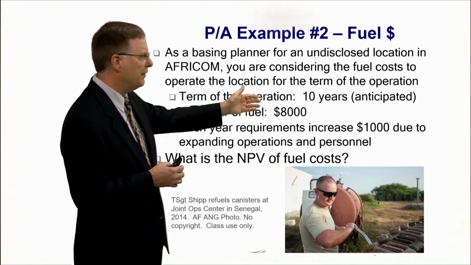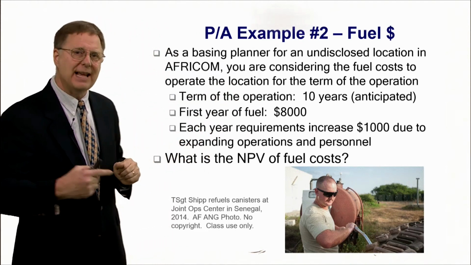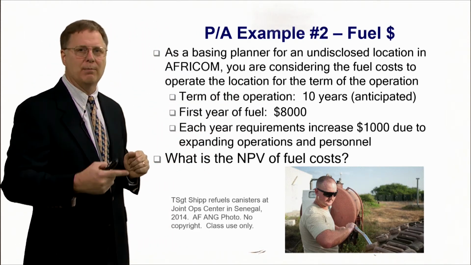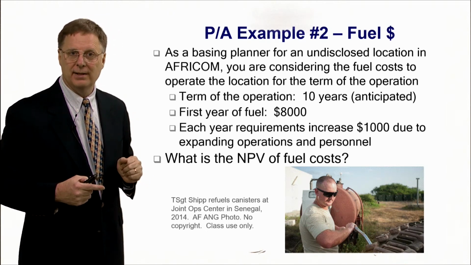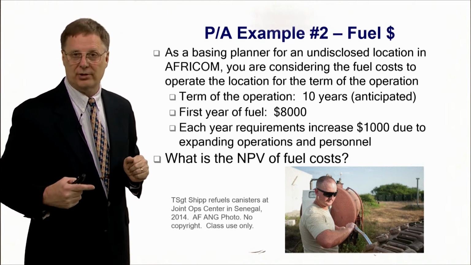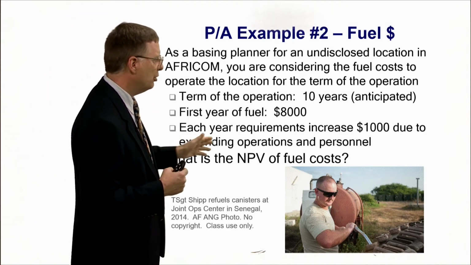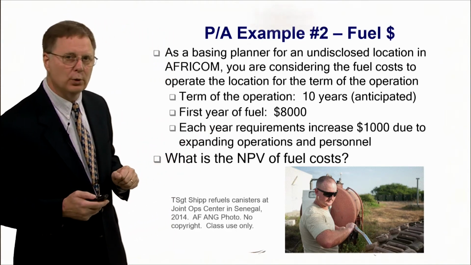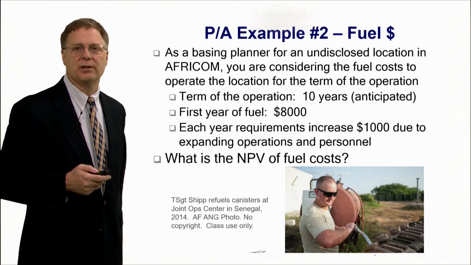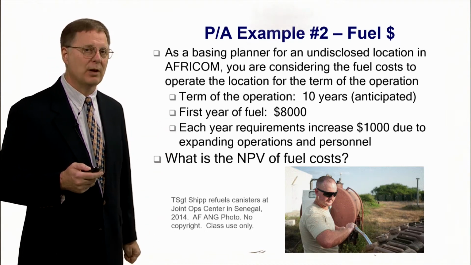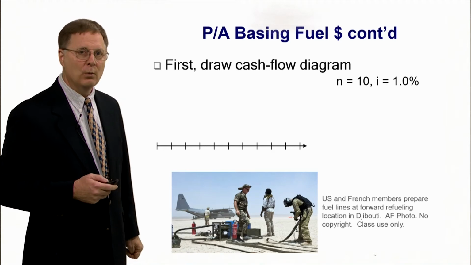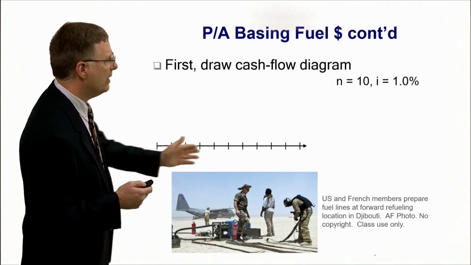The first year, the fuel is going to be $8,000, but you expect that to increase each year by a set amount, not a percentage rate, $1,000 per year, due to expanding people. What is the total fuel cost, the net present value of that particular option that you want to consider? Well, we draw out the cash flow diagram, so we've got 10 years.